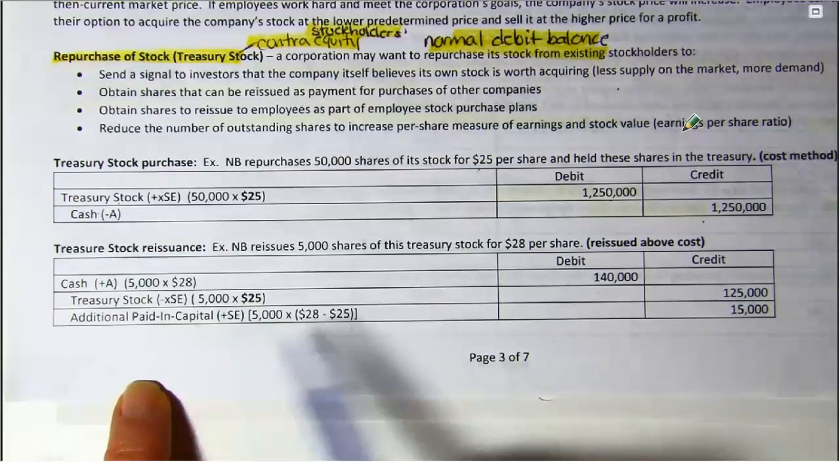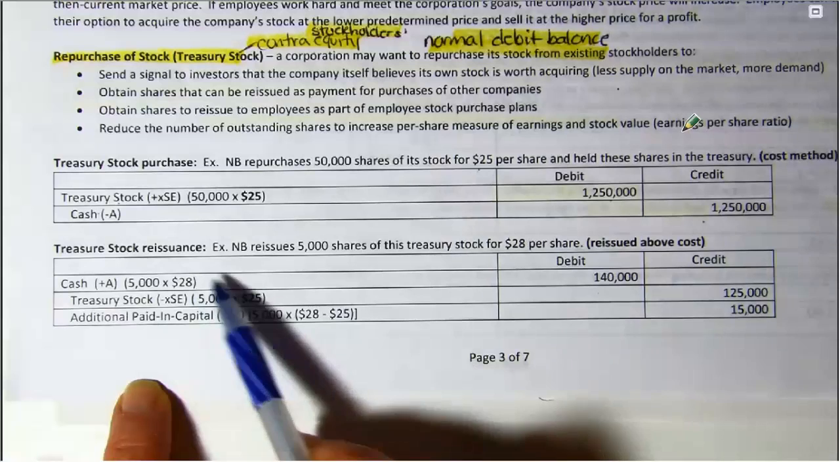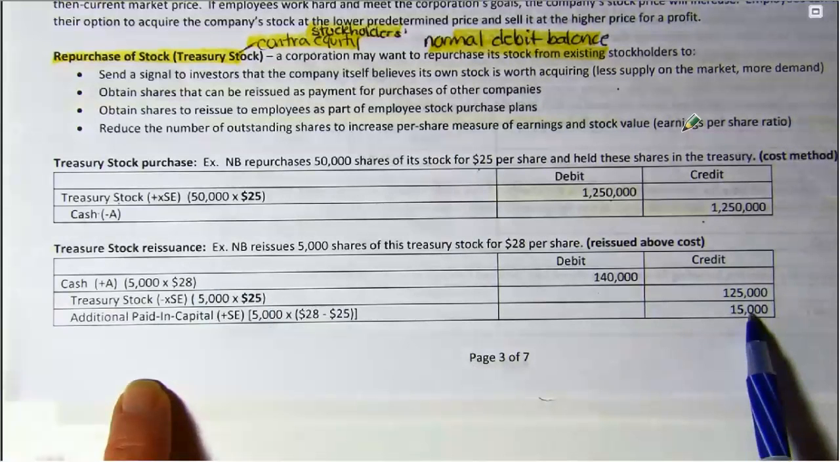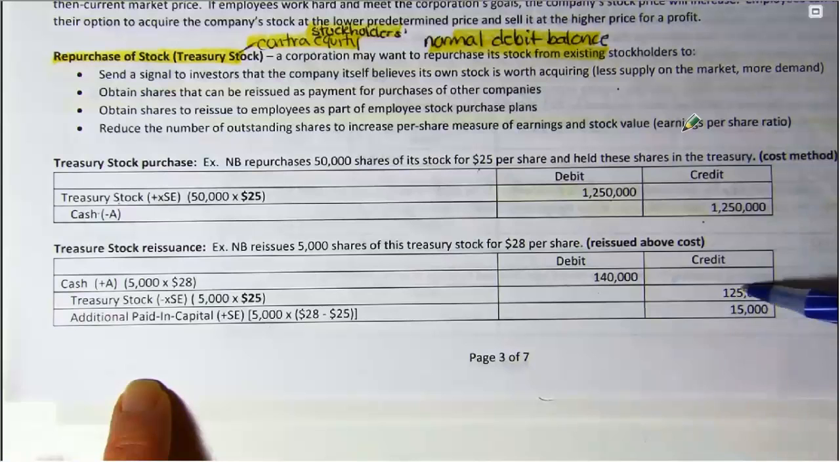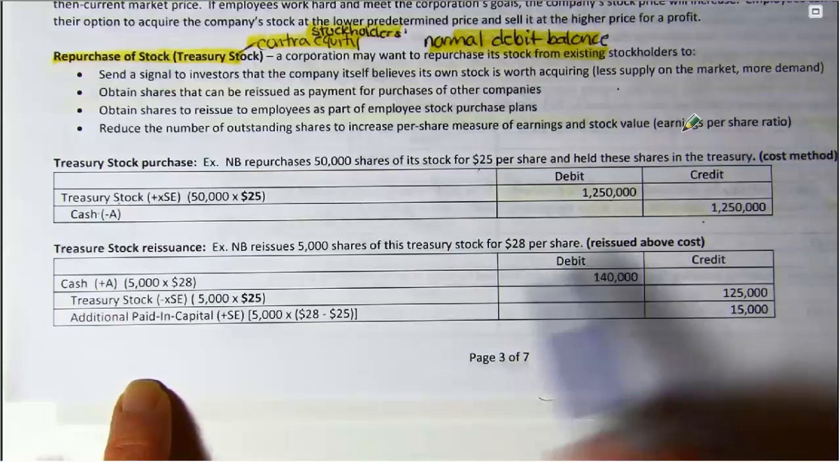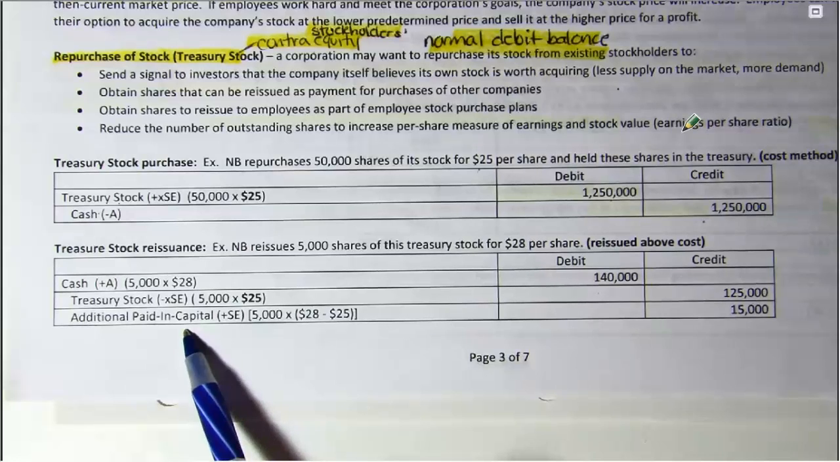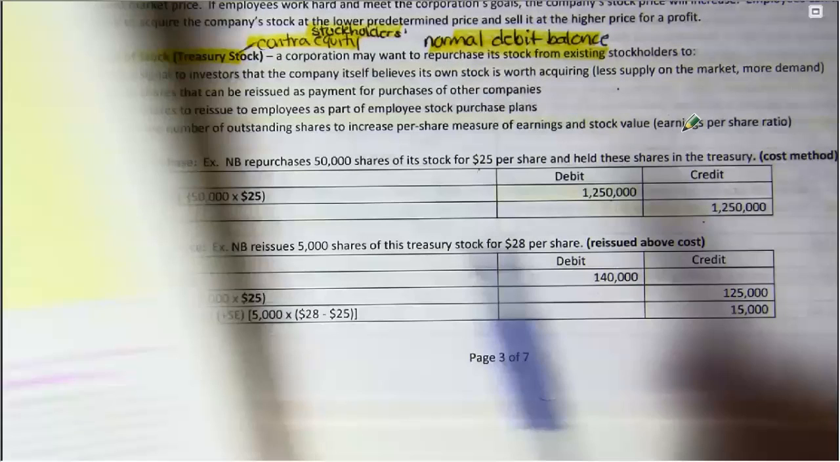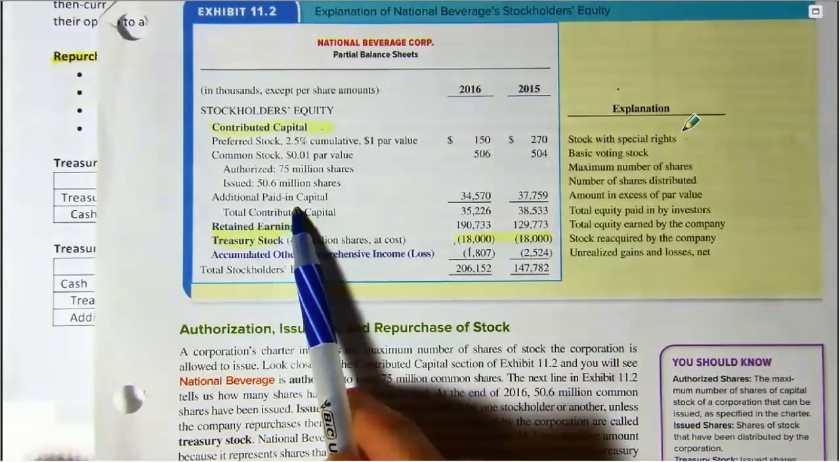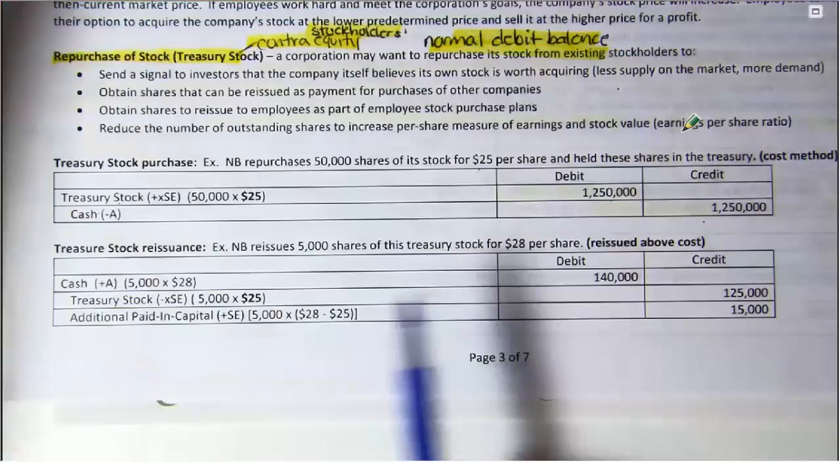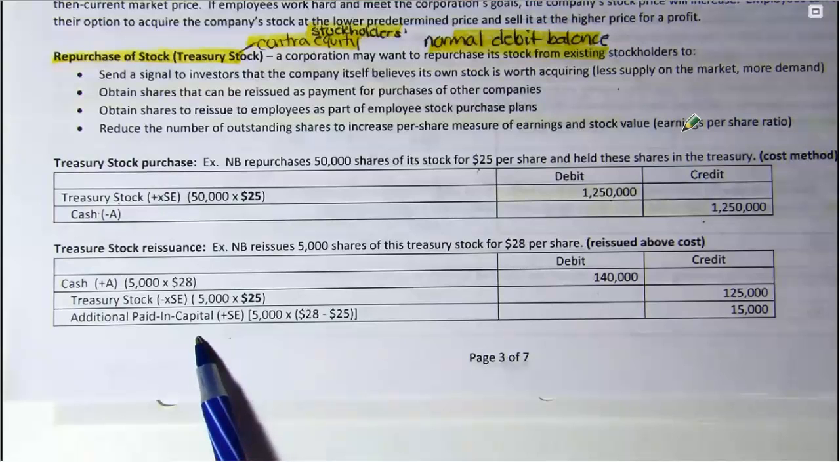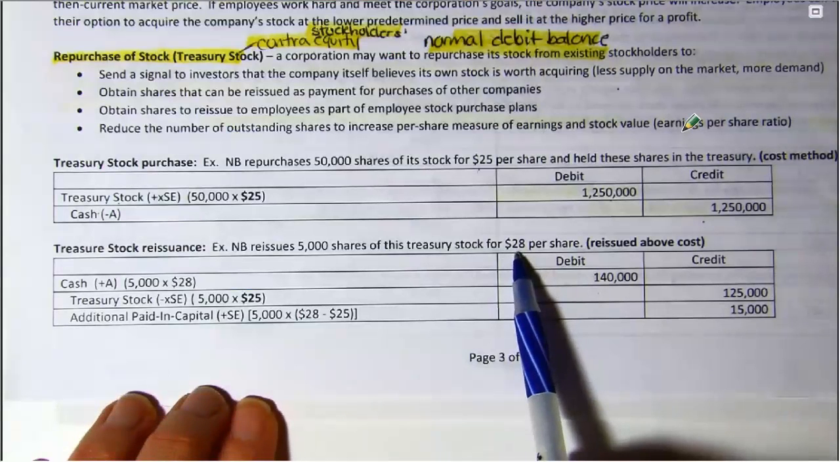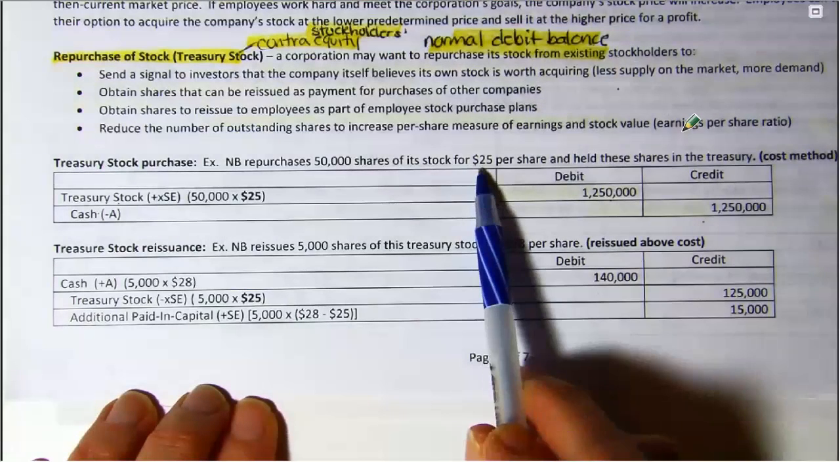And then anything extra, it would be the difference, $3 times 5,000 shares, 15,000. Or you could just subtract to get that number. That goes into additional paid-in capital. You can't make revenue on the sale of your own stock. This does not go on the income statement. This goes on the balance sheet in the stockholders' equity section, additional paid-in capital. Additional money that the stockholders have given you. It gives them additional equity. Okay, so now that example is reselling Treasury stock at a price above what you paid for it.